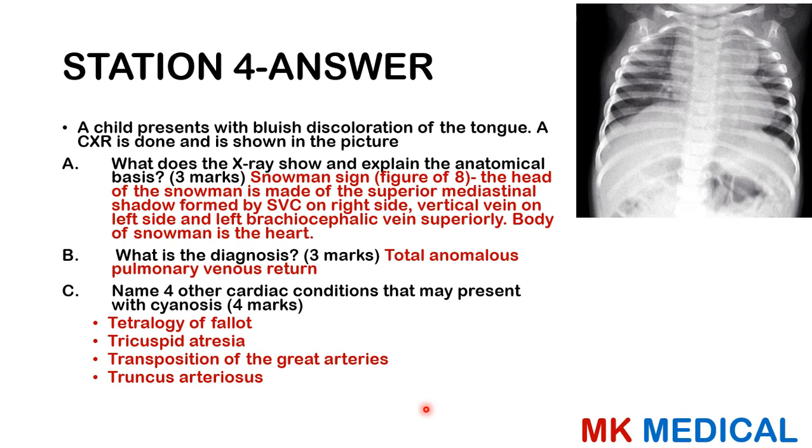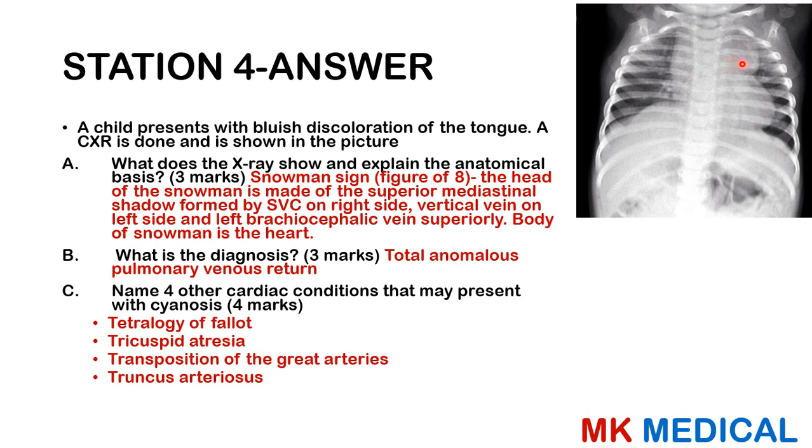So obviously this here is what is referred to as a snowman sign. As you can see, this looks like a snowman. I'll show you a picture in the next slide. Or you can call it a figure 8. So the head of the snowman, which is of course this aspect here, is going to be made up of the superior mediastinal shadow that's formed by the superior vena cava on the right, the vertical vein on the left side, and the left brachiocephalic vein superiorly. That's what's going to be making the head of the snowman.